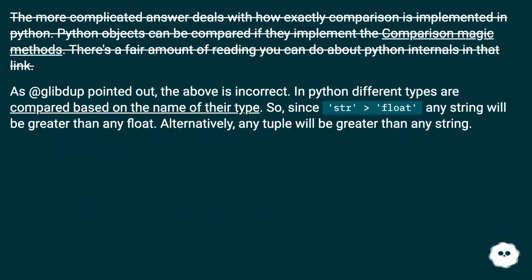As Glibdud pointed out, the above is incorrect. In Python, different types are compared based on the name of their type. So, since str is greater than float, any string will be greater than any float. Alternatively, any tuple will be greater than any string.